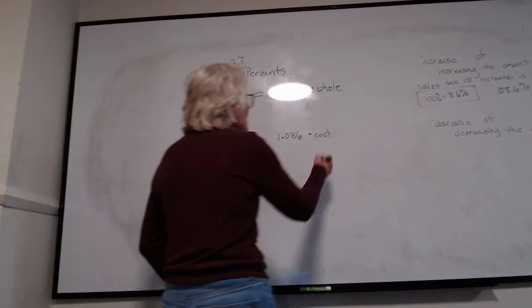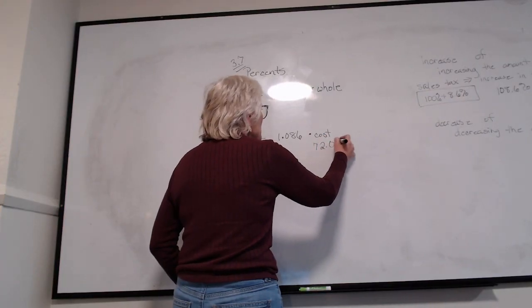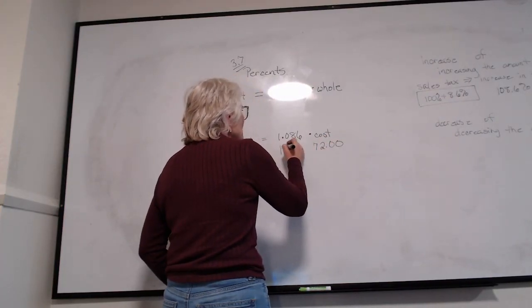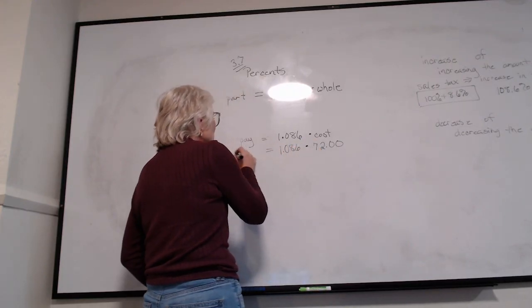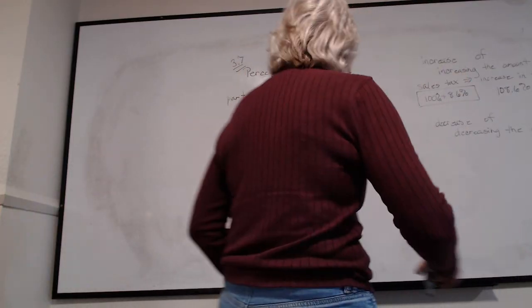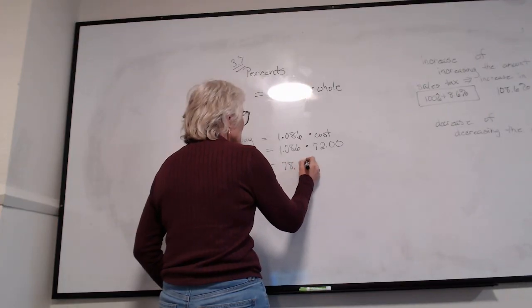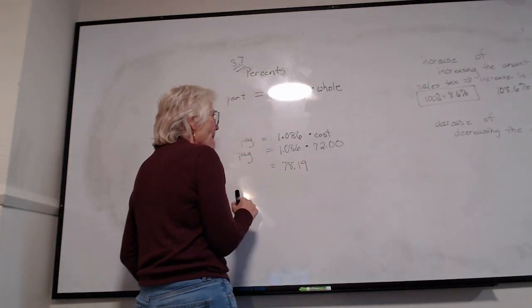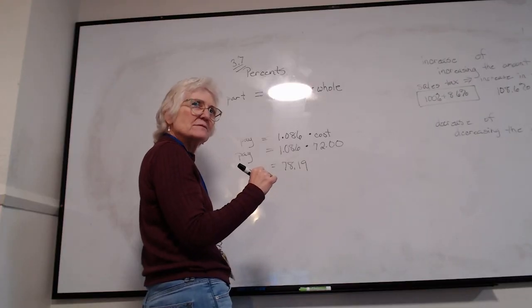So if the item was $72, then you would take 1.086 and times it by 72, and that is what you would pay. So let me do that really quick. What did you get? 78 and 19 cents. Okay, but there's a 2, so we round down. That's fine. Why do we round down? Because it was a 2.